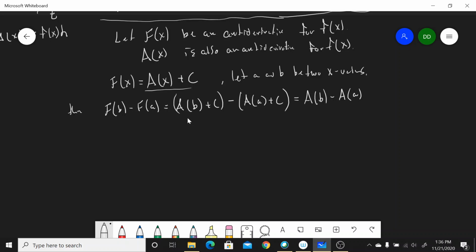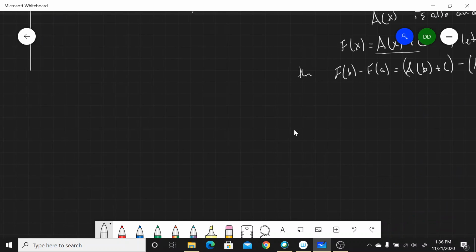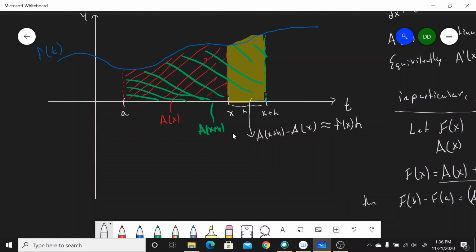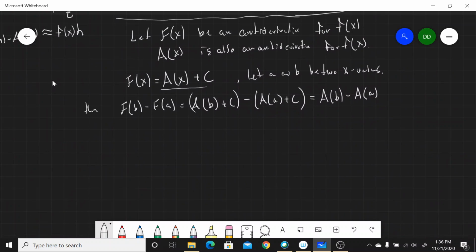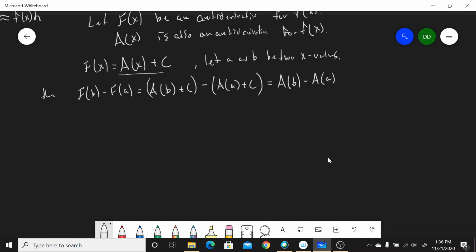So what is A of b minus A of a? Well, this is the area under the curve of f between a and b, right? When we saw this with A of x and A of x plus h, this difference right here was none other than the definite integral from x to x plus h of f of t dt. And that's true in general, that the difference in the area accumulation function is the definite integral between those two points. So this is the definite integral from a to b of f of t dt.